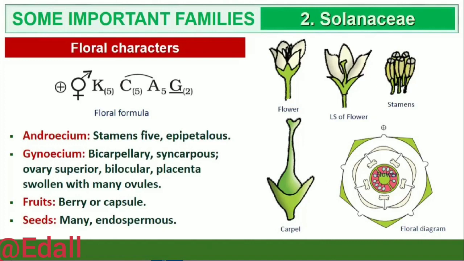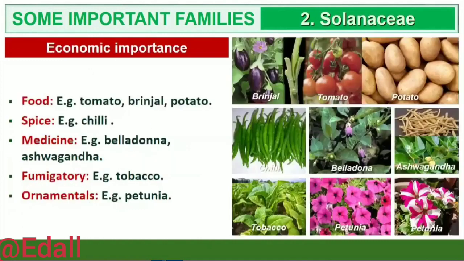Floral formula: actinomorphic, bisexual, calyx 5, corolla fused 5, androecium 5, superior ovary, 2. Now write down the floral formula by yourself. Economic importance. Many plants belonging to this family are sources of food, tomato, brinjal, potato; spice, chili; medicine, belladonna, ashwagandha; fumigatory, tobacco; ornamentals, petunia.